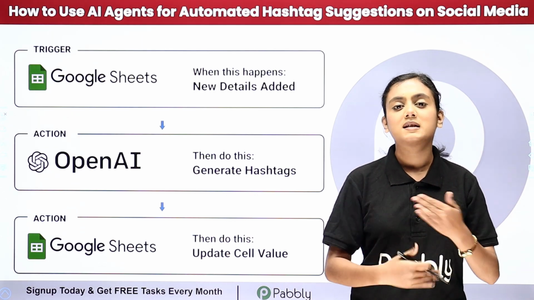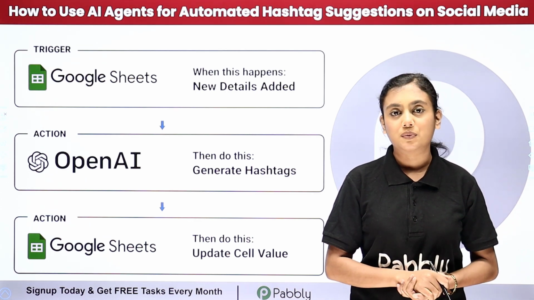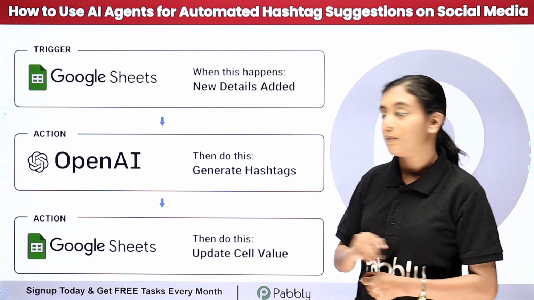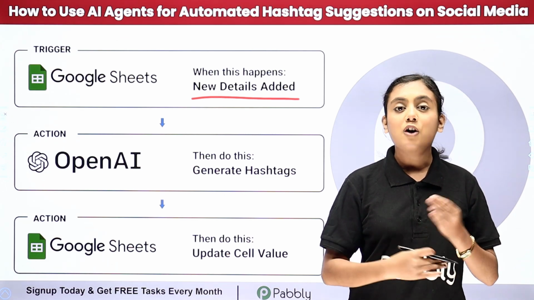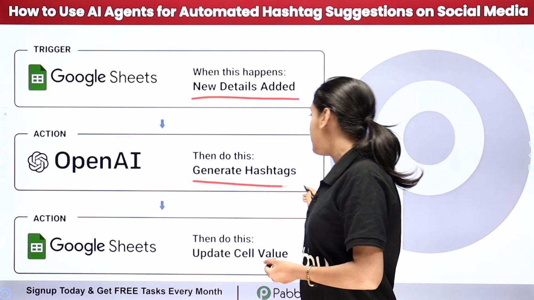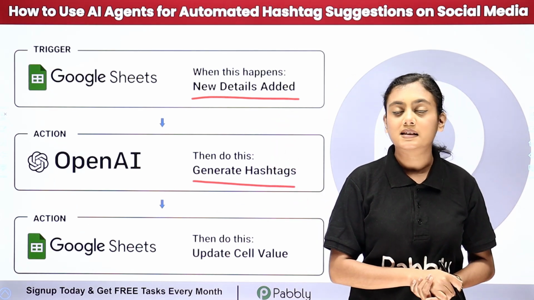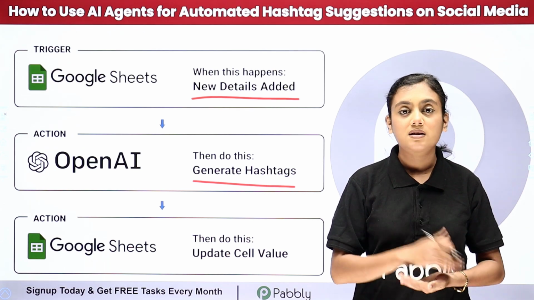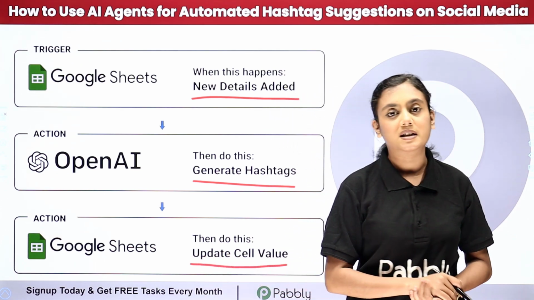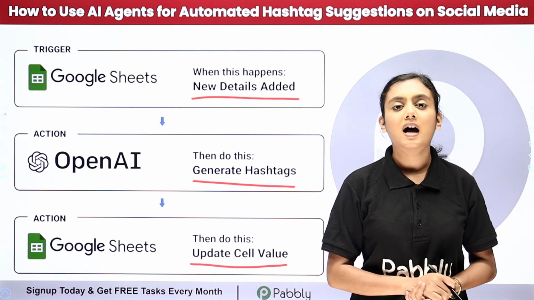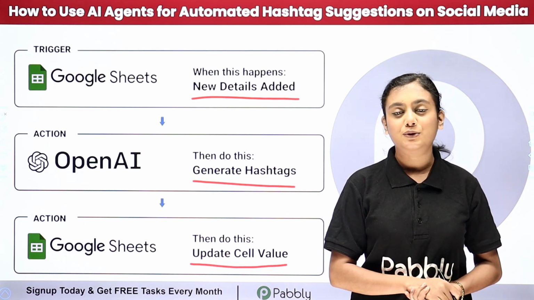So for this process, I have created an AI agent using Pabbly Connect. How this AI agent works is that as soon as I keep a record of all my post content in my Google Sheets and add the details, automatically an AI agent is going to generate relevant, high ranking hashtags for the post, and as the hashtags are generated, they are automatically updated in my spreadsheet as well. So if you also want to learn how to create this AI agent for your business, let me take you to my screen.